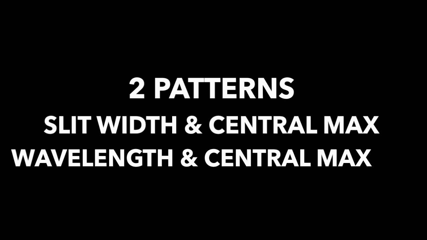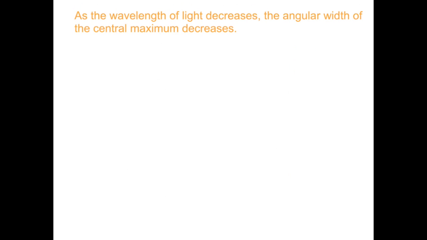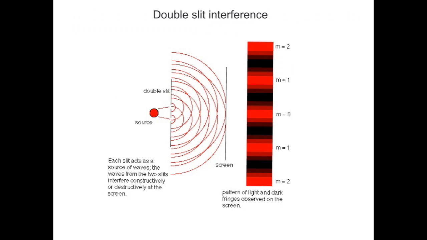Before we move on to double slit diffraction, there are 2 patterns to note involving the slit width, wavelength, and the width of the central maximum. As the width of the slit decreases, the angular width of the central maximum increases. Similarly, as the wavelength of light decreases, the angular width of the central maximum decreases. This same concept can be applied to double slit diffraction.